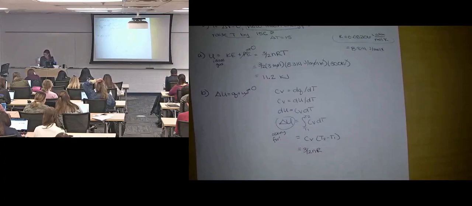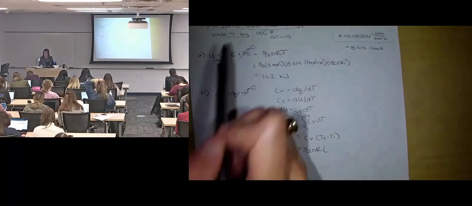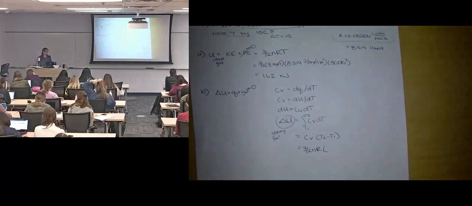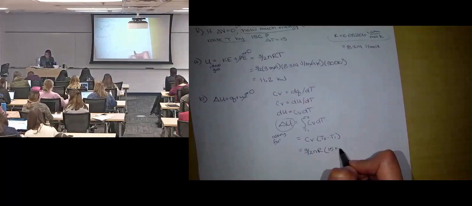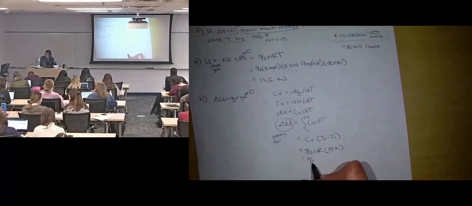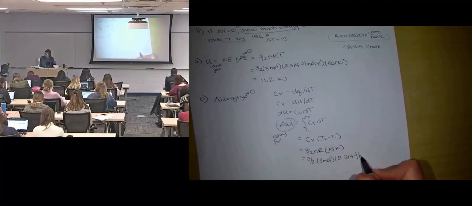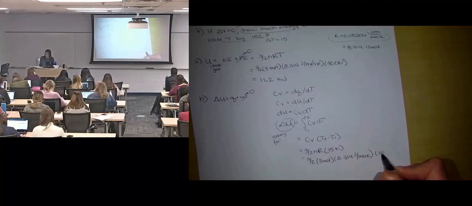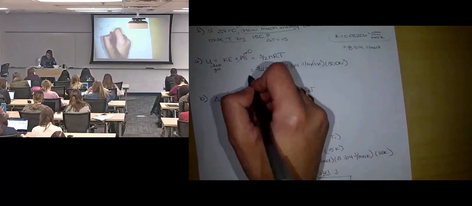I can plug it in, and my change in temperature is, I can either write that I raised the temp by 15, so I can either write 315 minus 300 if you want to. Okay? Or you can just write that this is 15 Kelvin. 3/2 times 3 moles. What is the answer that people got for this one? 561 joules? Or 0.56 kilojoules. Great.